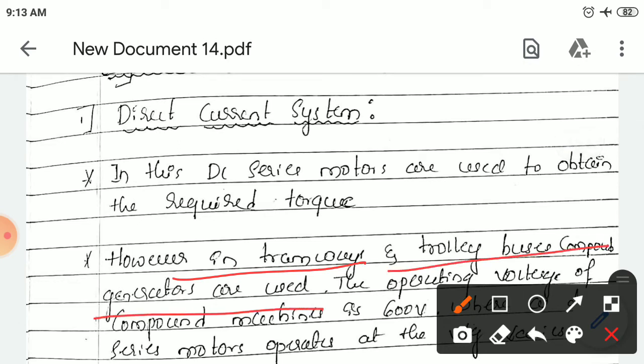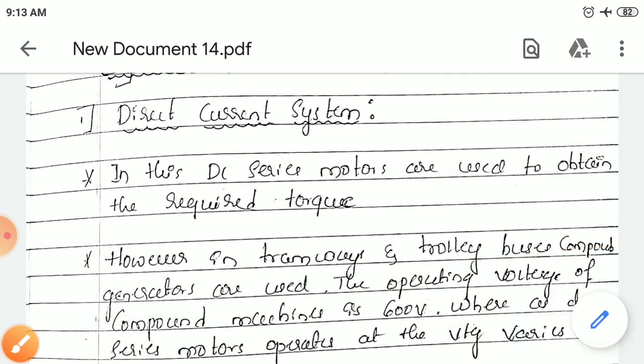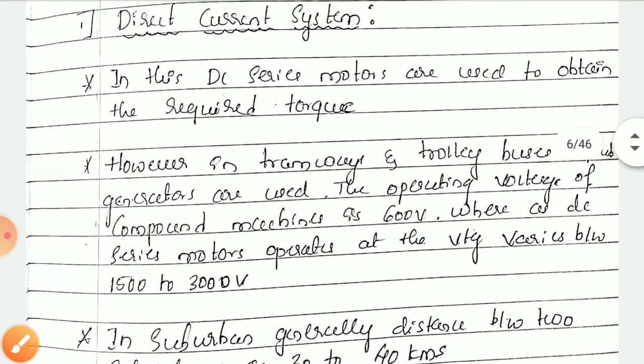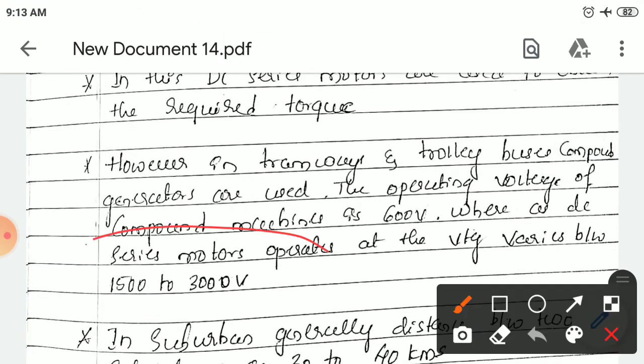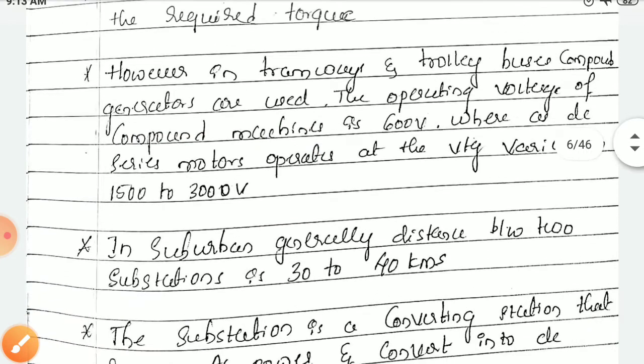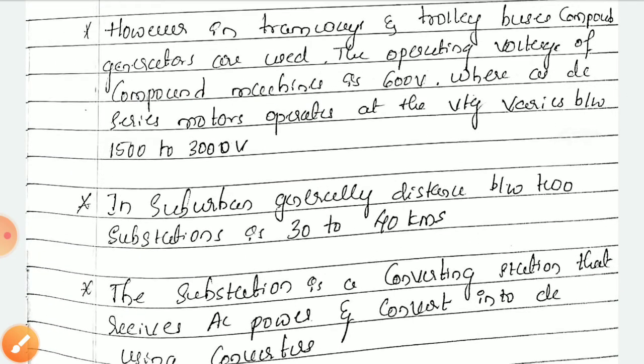The operating voltage of these compound machines is around 600 volts, whereas a DC series motor operates at a voltage that varies between 1500 volts and 3000 volts. That's the operating voltage of this DC traction system. Then in suburban systems, generally the distance between two substations is around 30 to 40 kilometers.